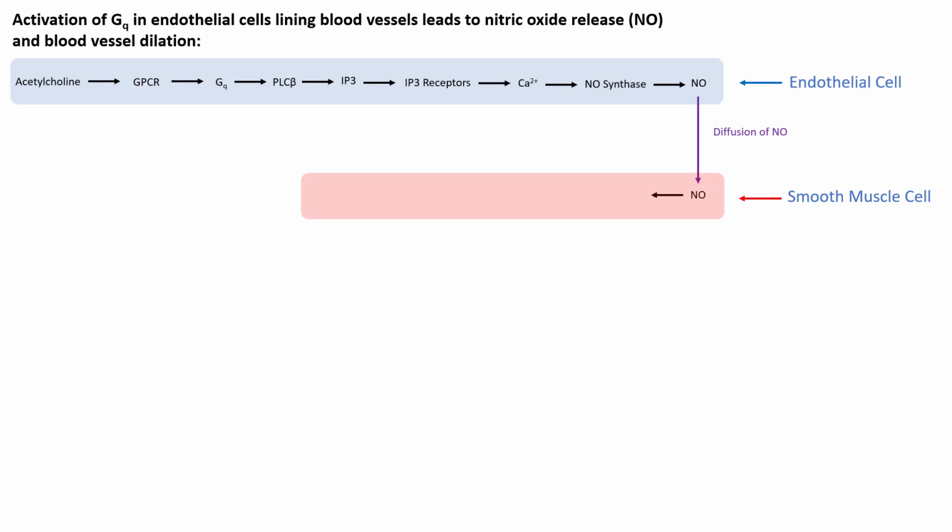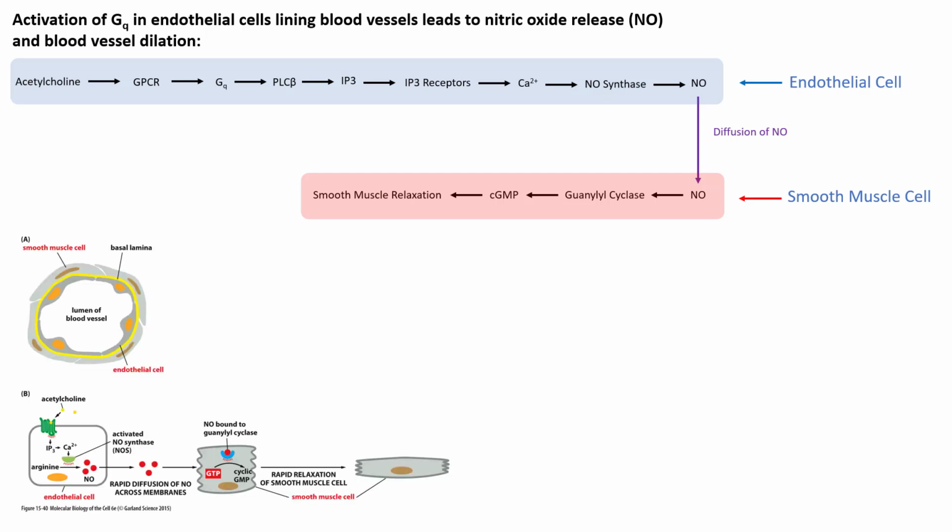NO will go on to activate guanylyl cyclase, and guanylyl cyclase will go on to catalyze the reaction of converting GTP to cyclic GMP. Cyclic GMP is a second messenger. Again, the activation of cyclic GMP is a concentration increase in cyclic GMP within the cytosol because cyclic GMP is a second messenger. Cyclic GMP will go on to activate proteins that are involved in smooth muscle relaxation. And once you have smooth muscle relaxation, you will get dilation of the blood vessels, and that will lead to a lowering of blood pressure.